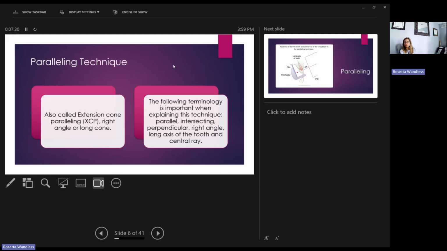Again, parallel means equal distance from one aspect of the tooth to where the film is. Intersecting is where the central ray goes through the long axis of the tooth. Perpendicular is the right angle, which is 90 degrees from the long axis of the tooth and the central ray. Long axis of the tooth is the imaginary line that cuts right through the center of the tooth. And the central ray is the primary beam that's coming out of the positioning indicating device, or PID.